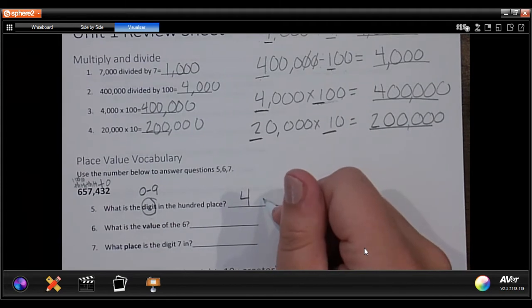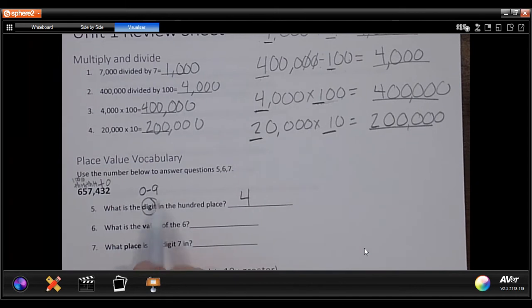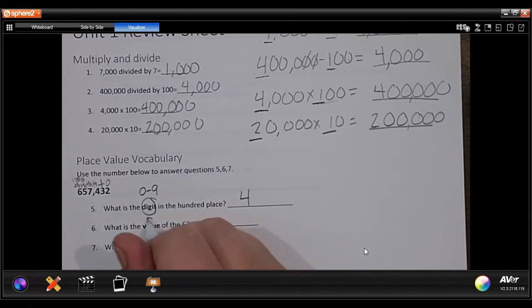It's not 400. It's not hundreds place. It's 4 because my answer has to be from 0 to 9 because it's asking me for the digit in that place.